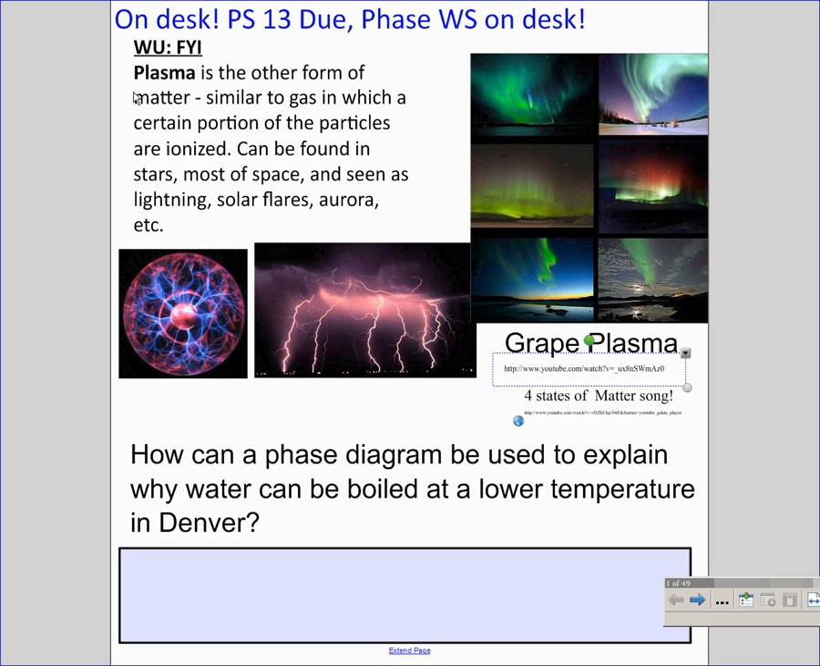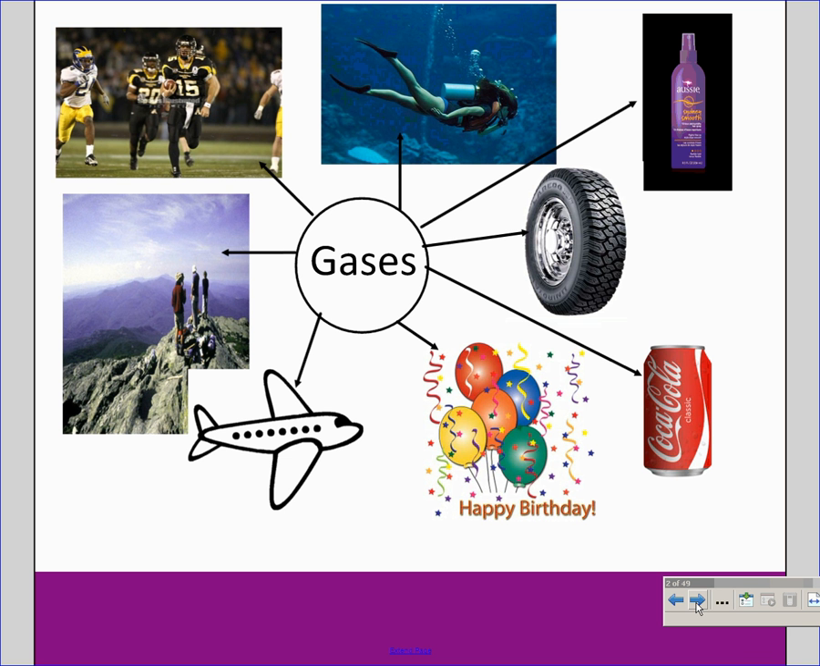So that's essentially what plasma is. It's a fourth state of matter that we commonly don't speak of, but it is present. Okay. And gases.